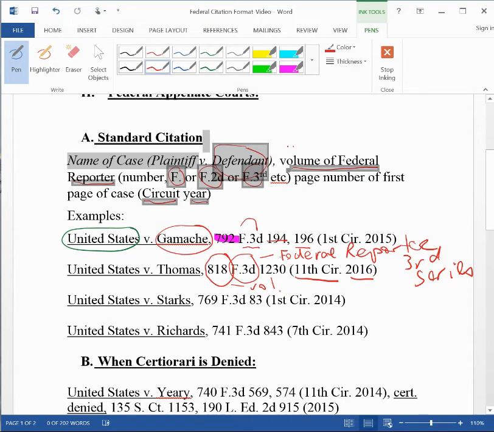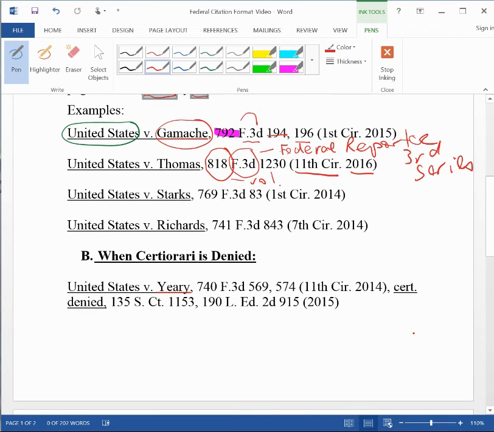A third example, again, you see United States v. Starks, comma, 769 is the volume, Federal Reporter third series, F period third, first page is 83, and then it's from the First Circuit, 2014. And finally, we have one from the Seventh Circuit in 2014. Now, those are just standard cases.